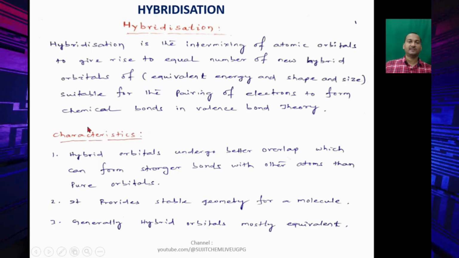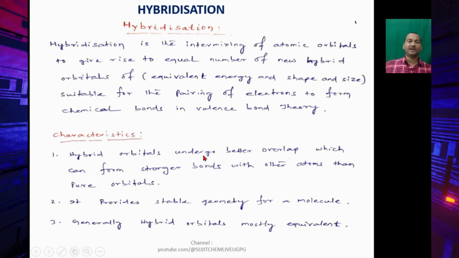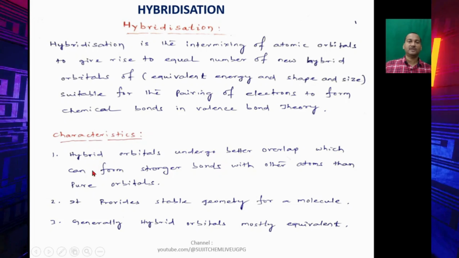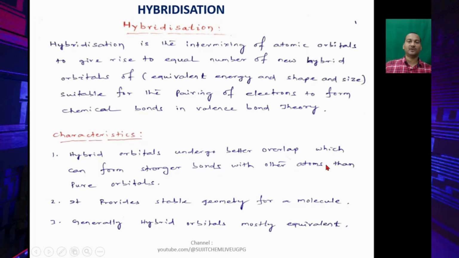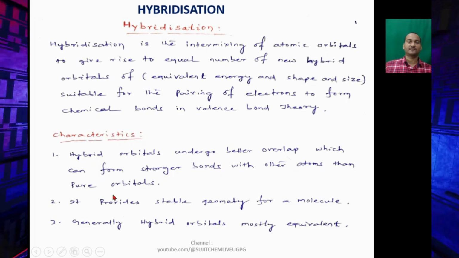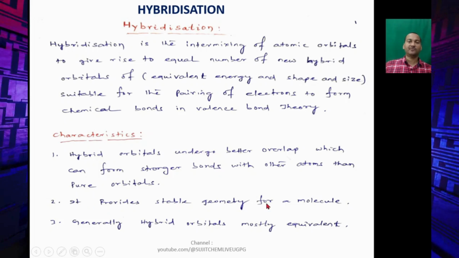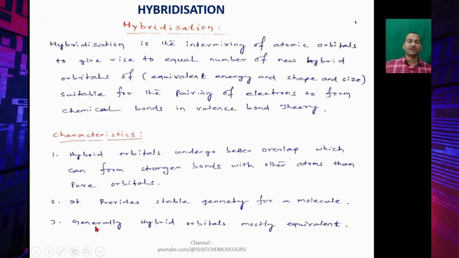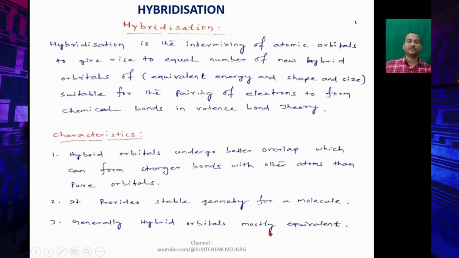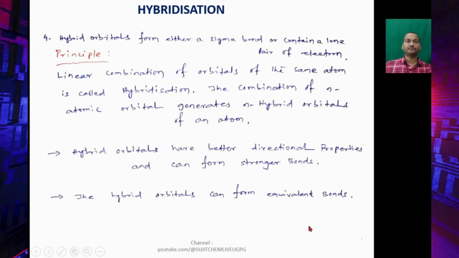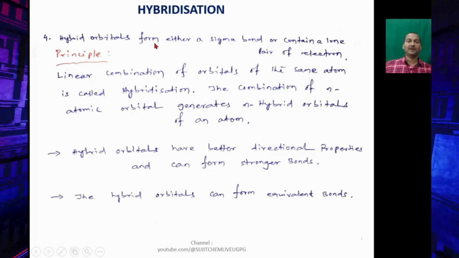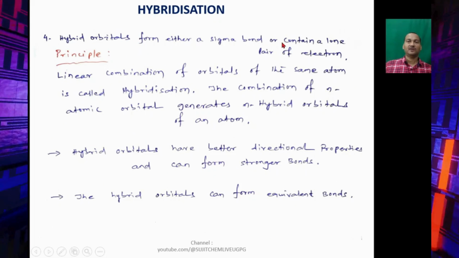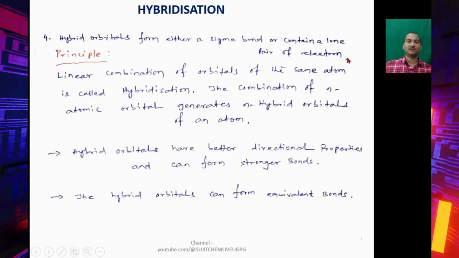So what are the characteristics? Hybrid orbitals undergo better overlap, which can form stronger bonds with other atoms than pure orbitals. It provides stable geometry for a molecule. Generally, hybrid orbitals are mostly equivalent. And hybrid orbitals form either a sigma bond or contain a lone pair of electrons.